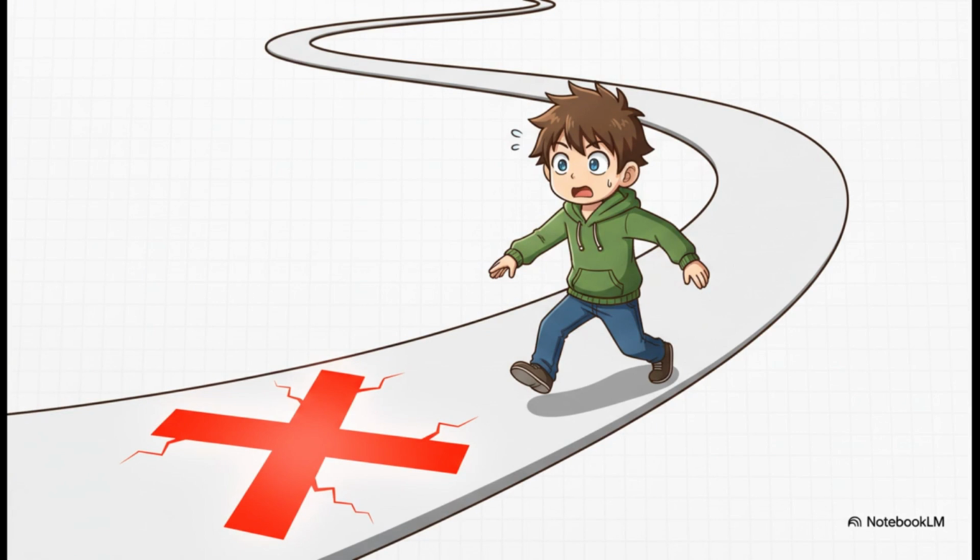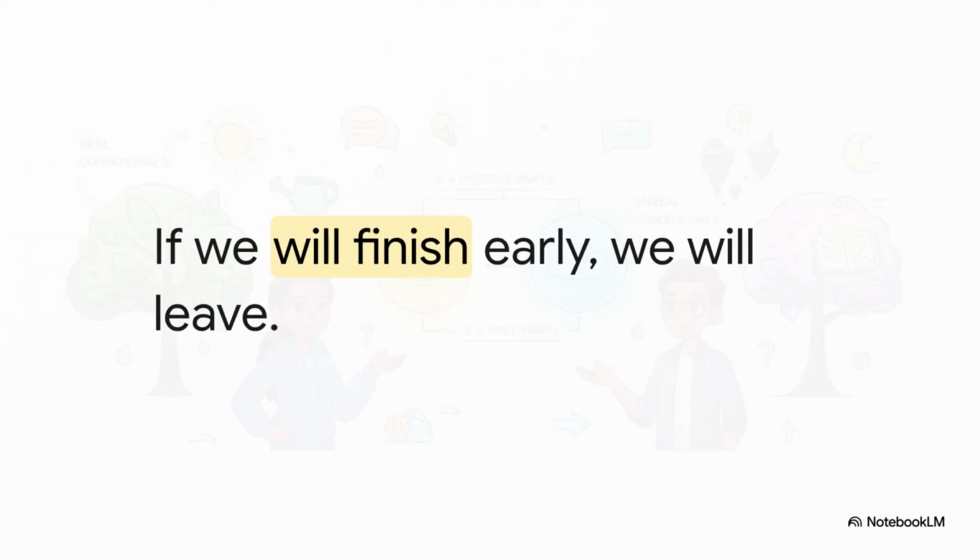Now, before we wrap up, let's talk about the number one most common mistake people make. Seriously, if you can just remember this one little rule, you'll avoid so much confusion. No matter what, you never, ever put will in the if part of the sentence. Take a look at this sentence on the screen. If we will finish early, we will leave. That first part, if we will finish, does that sound a little off to you? It probably should. That will right there is the mistake we want to get rid of.